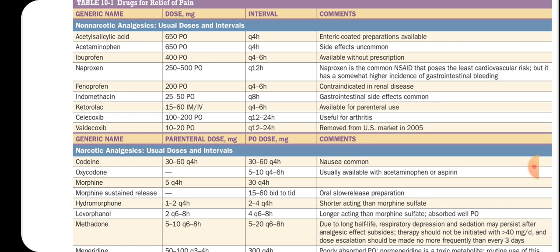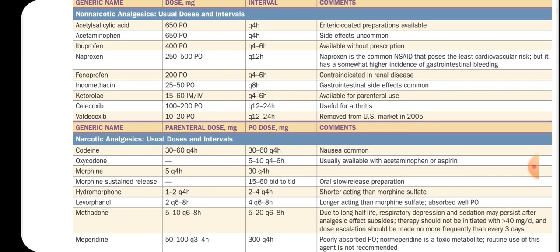Hydromorphone, parenteral dose 1 to 2 mg Q4H, PO dose 2 to 4 mg Q4H. Comments: these are shorter acting than the morphine sulfate. Levorphanol, parenteral dose 2 mg Q6 to 8 hours, PO dose 4 mg Q6 to 8 hours. Comments: it is longer acting than the morphine sulfate. It is absorbed well PO.